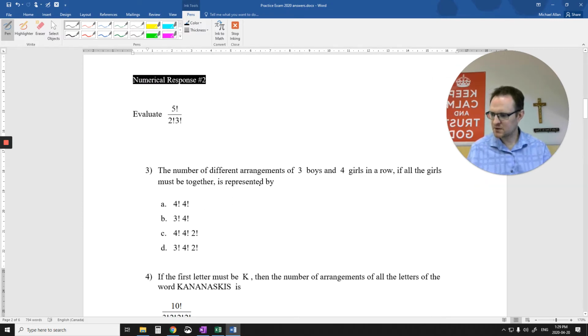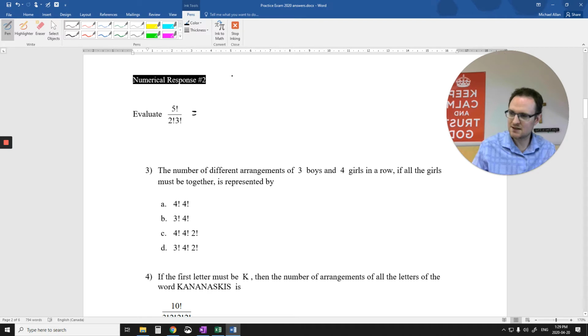Okay. This question here, I don't know why I left this one in here. It's just a simple evaluate question. Just punch it in your calculator if you want to. If you want to go through the steps of how to reduce this down, you can. But it just ends up being 10 in the end. I just left it in there by accident.